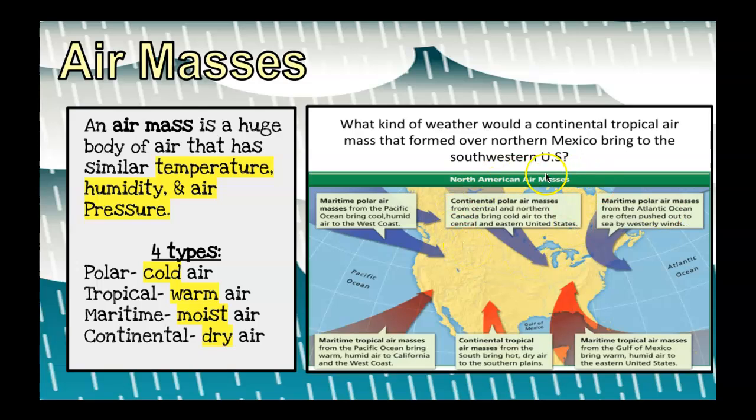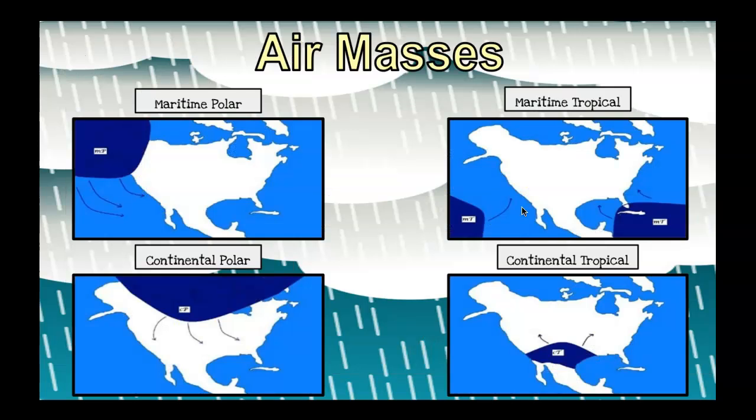It forms over the continent, so over the land. Because it doesn't have any water to pull from, it's a very dry air mass. So looking at this picture, you throw the words together to make different air masses.